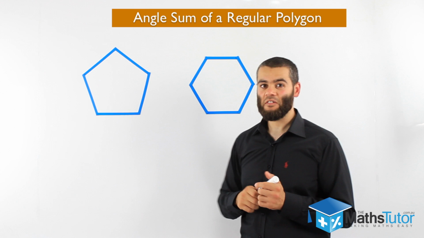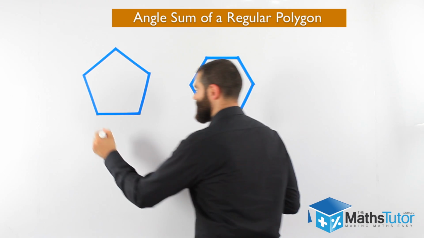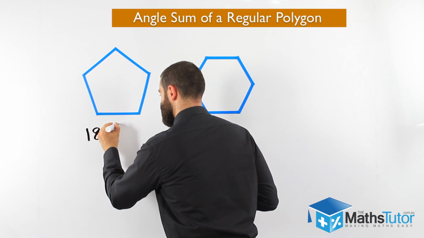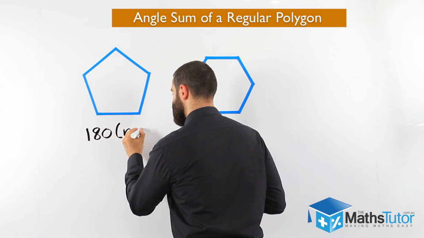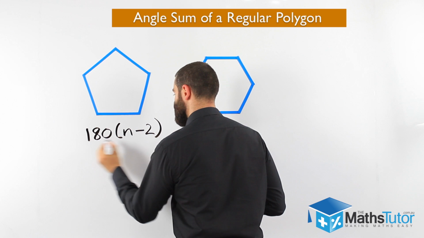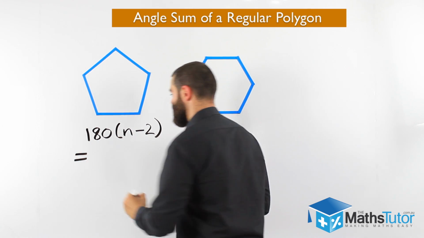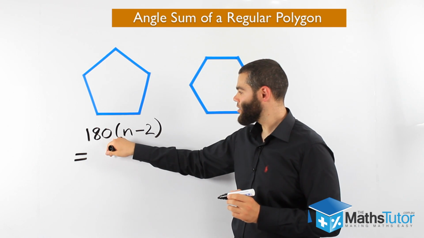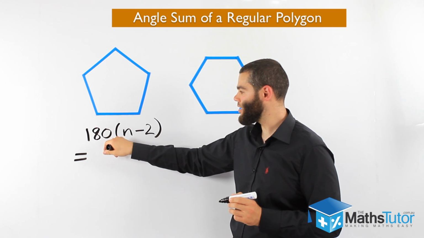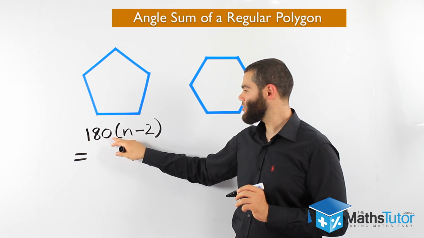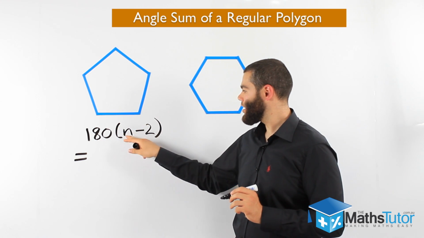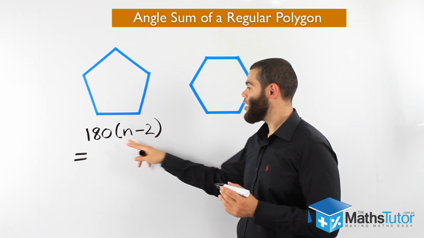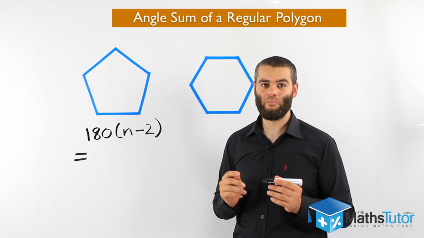Now the formula is a very easy one. 180 bracket n minus 2. That's the formula for the angle sum of a polygon. 180 times, we have a little times here, but it is invisible, 180 times everything in the bracket, n take away 2. Now n is basically how many sides there are in this polygon.